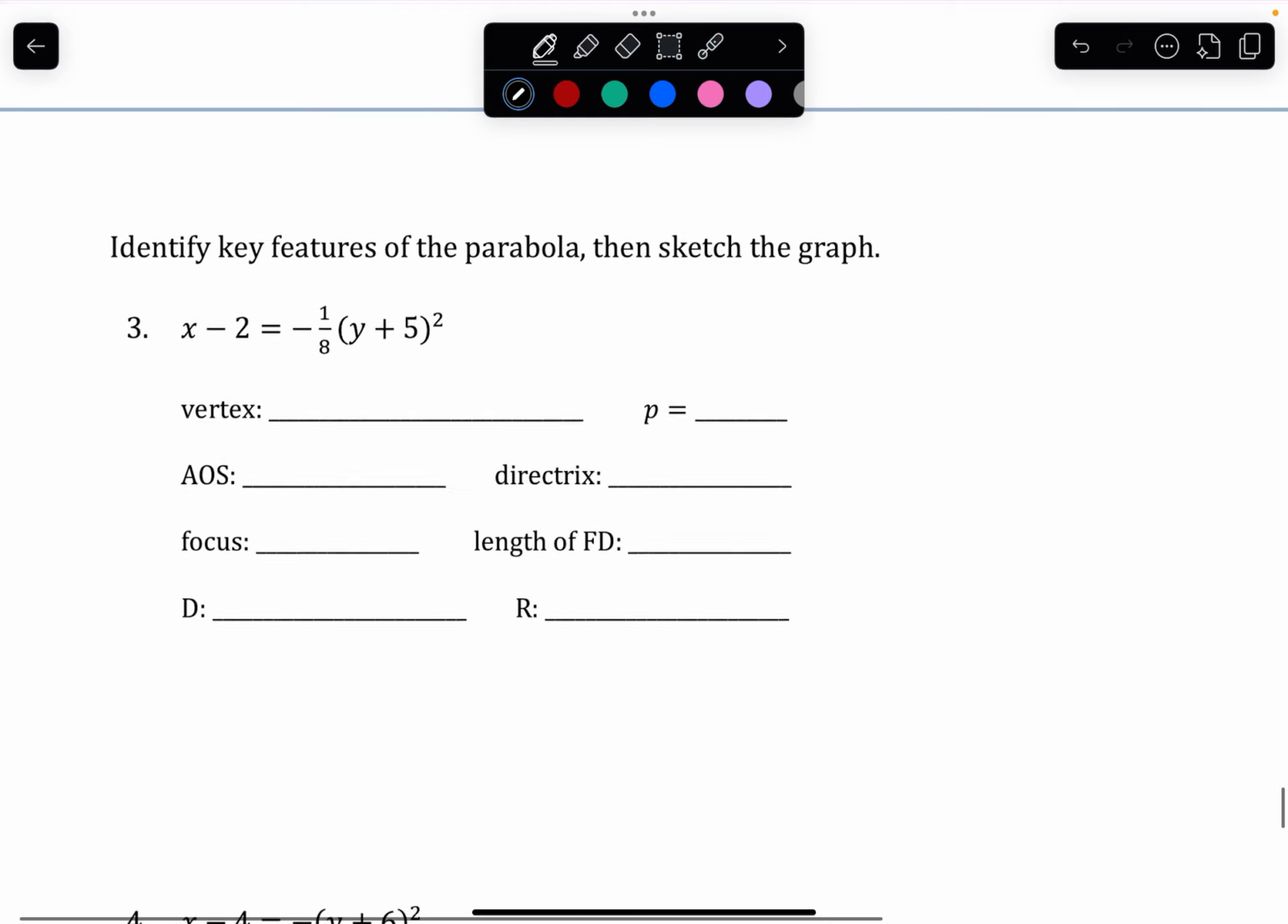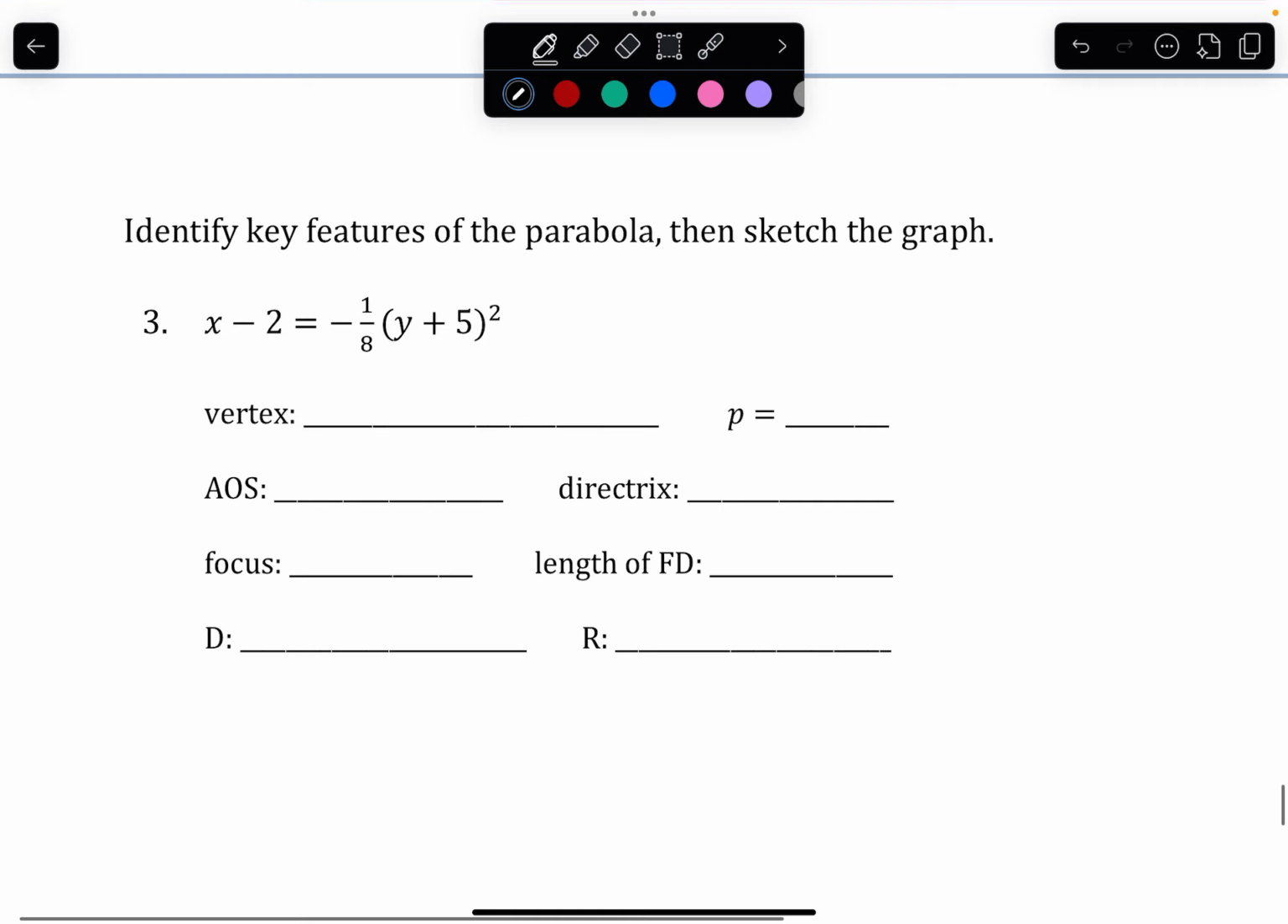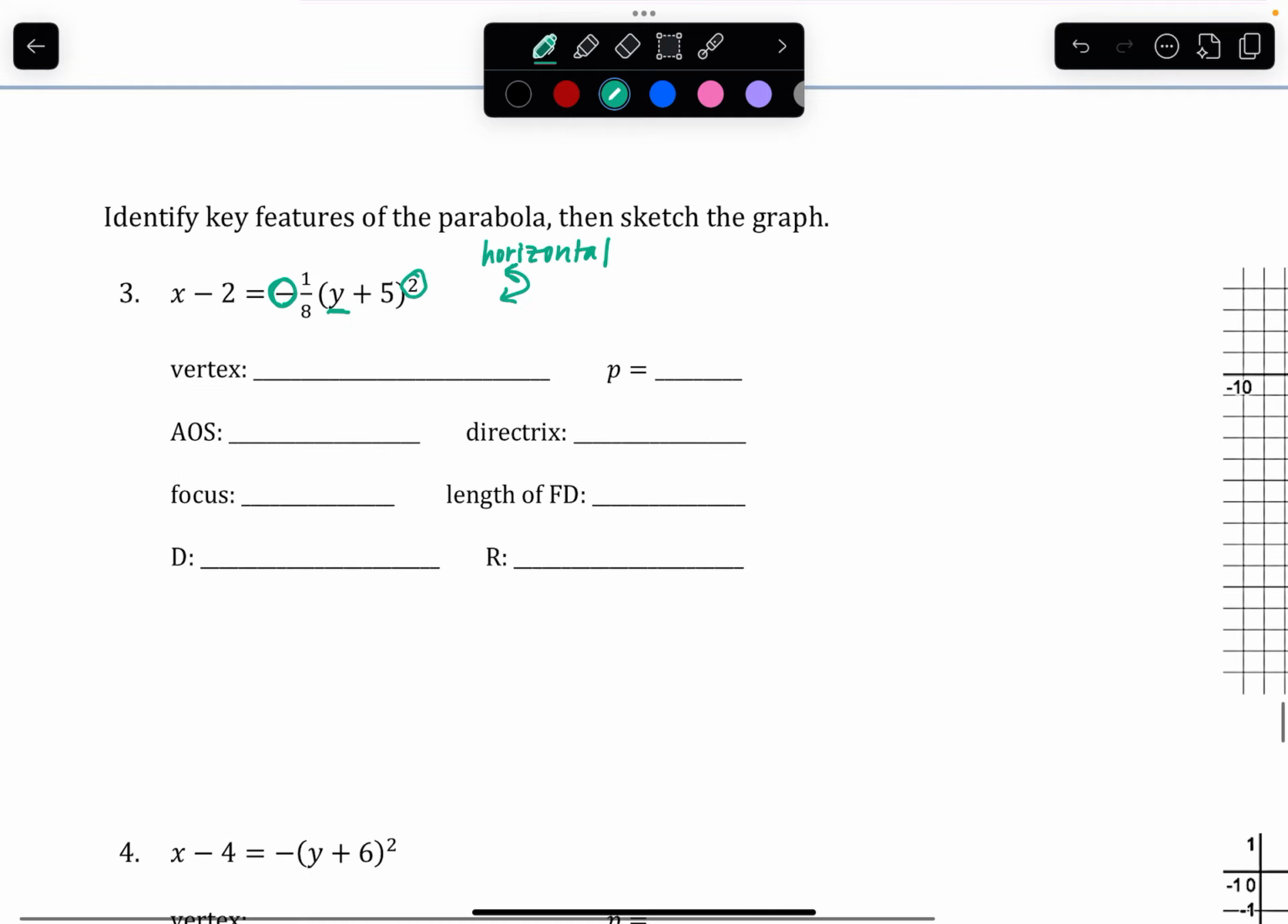Okay, for this next example, they're giving us the equation. I see x is on the left and y is being squared on the right. And so I know this is going to be a horizontal parabola. And then I see that my a value is negative, so I know it's going to face to the left. It helps me to kind of sketch this out.